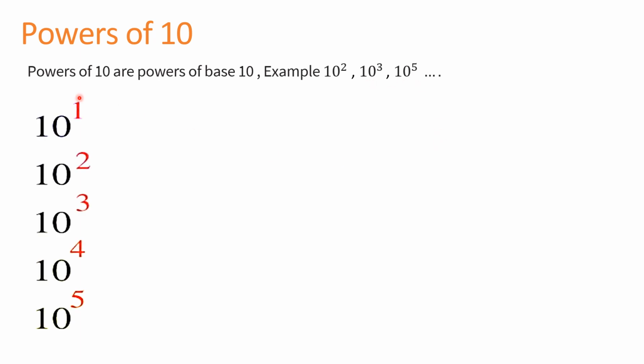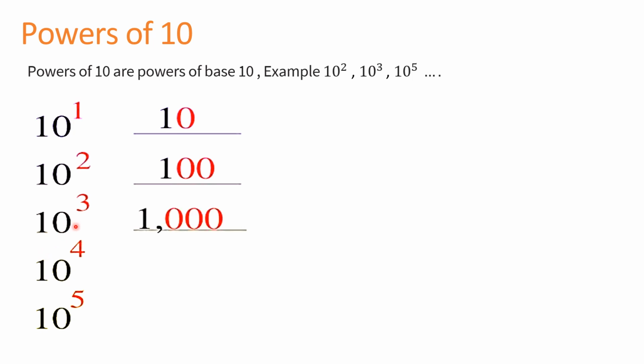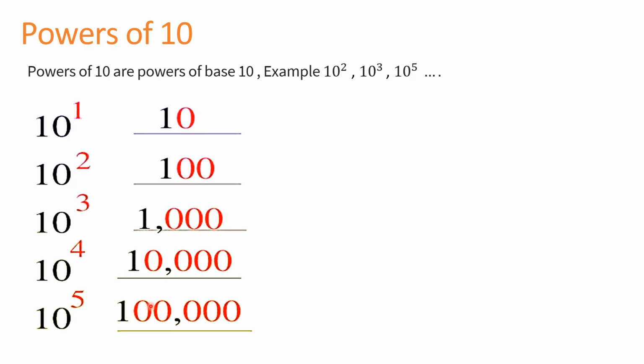Let's take examples. 10 to the power 1, 10 power 2, 10 power 3, 10 to the power 4, and 10 to the power 5. If I want to find the answer, 10 to the power 1 means 1 with 1 zero. Here, put 1 with 2 zeros. 10 squared means 10 times 10, which is 100. 10 cubed, 10 times 10 times 10, which is 1000. 10 to the power 4 is 10,000, or you put 1 and 4 zeros. Here we put 1 and 5 zeros.